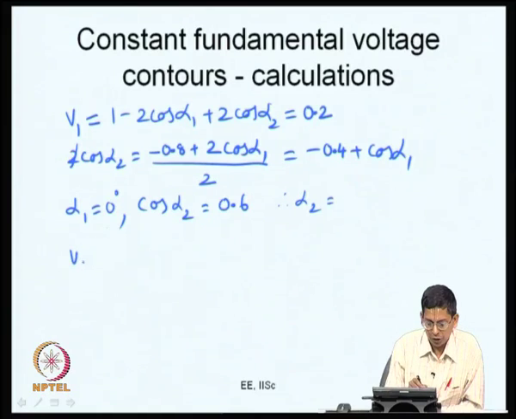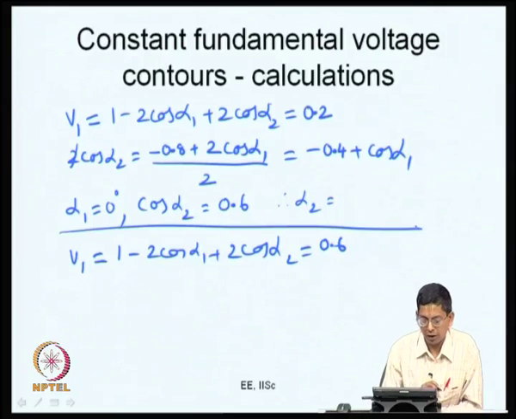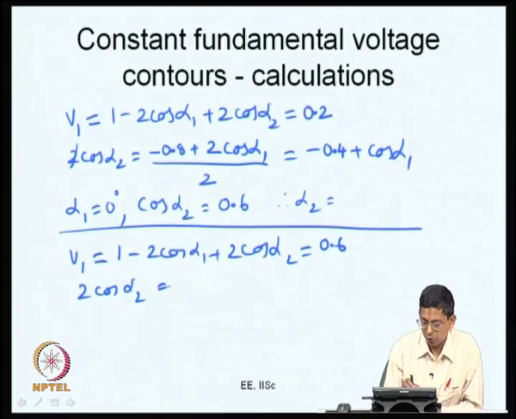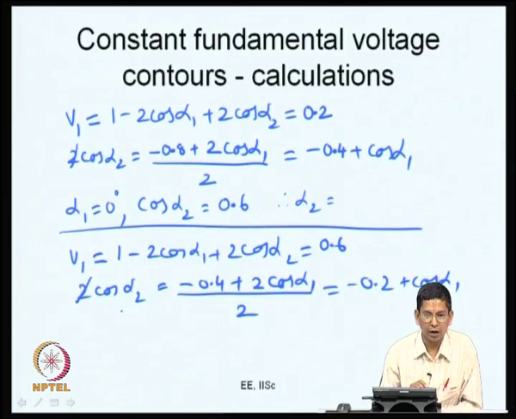So, if I want V1 is equal to 0.6, maybe 1 minus 2 cos alpha 1 plus 2 cos alpha 2 equals 0.6. What I should be doing is, here I will have 2 cos alpha 2 is equal to 0.6 minus 1 is minus 0.4 plus 2 cos alpha 1, and you divide this by 2, this is minus 0.2 plus cos alpha 1. So, you can once again plug in different values of alpha 1 and you can get various values of alpha 2 now. So, you can do it for 0.6, 0.8 and anything that you want.